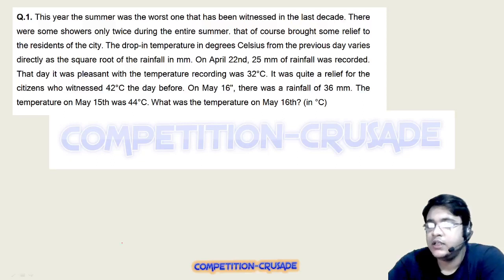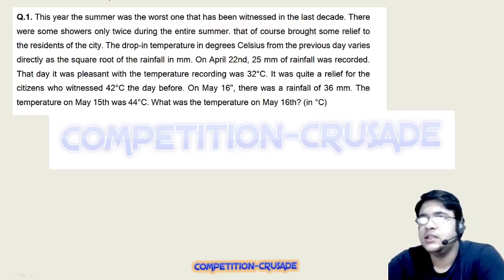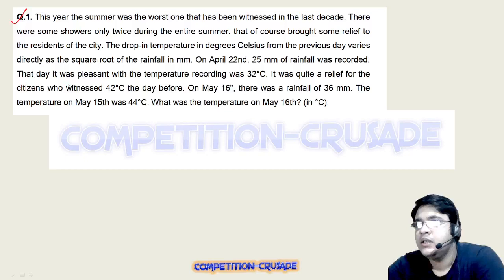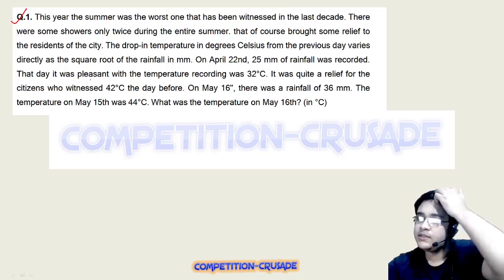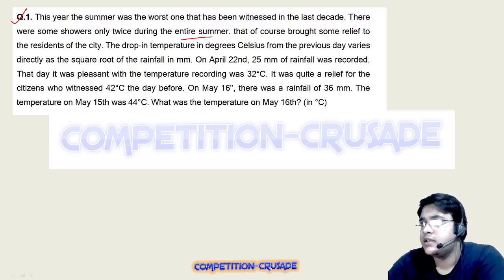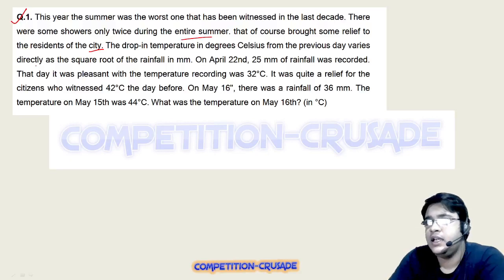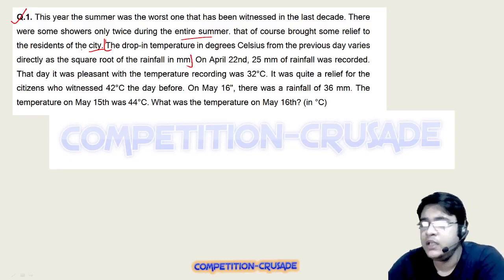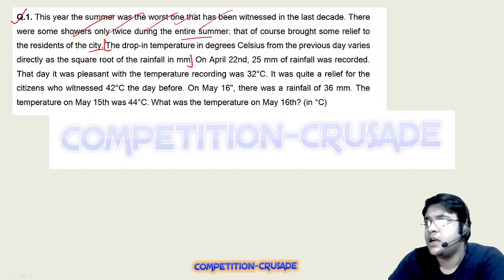So the question basically talks about this year. The summer was the worst one that has been witnessed in the last decade. There were some showers only twice during the entire summer. That of course brought some relief to the resident of the city. The drop in temperature in degrees Celsius from the previous day varies directly as the square root of the rainfall in millimeters. So this is the only information that is important for me. Anything about how hot or cold the summer was is redundant data.